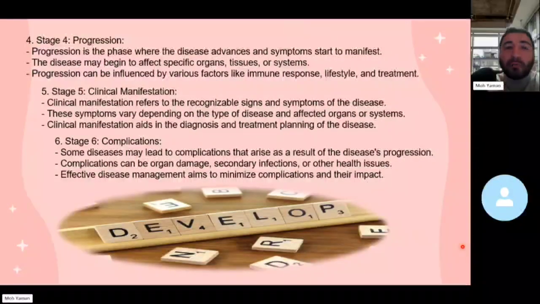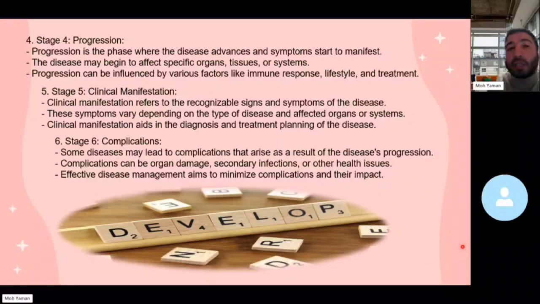Stage number 4, progression. In this case, the disease is advanced and the symptoms start to manifest. Stage number 5, clinical manifestations. The clinical signs can appear, and each system has specific clinical manifestations, and there are general ones for all the systems.